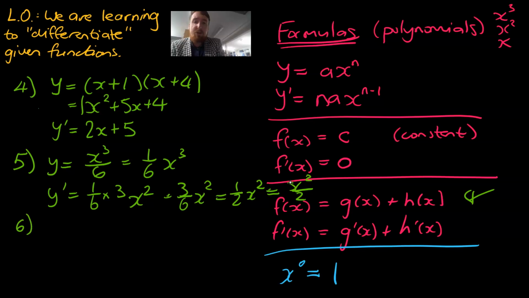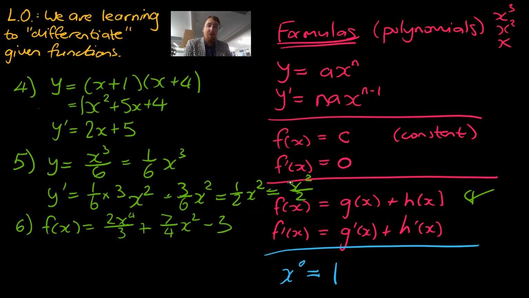And the final question, f(x), we're going to get into fractions now. So let's say you got 2x to the power 4 divided by 3 plus 7 over 4x squared minus 3. How would we go about that? Similar process to what we just did above. Our a value is going to relate to the fraction of each of those components.